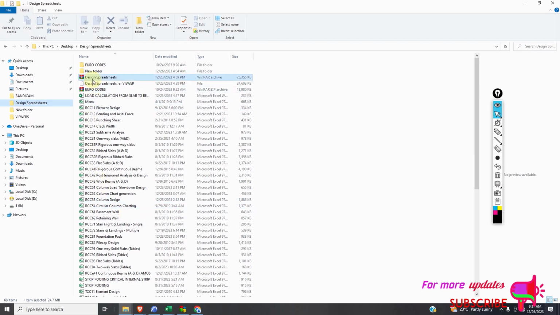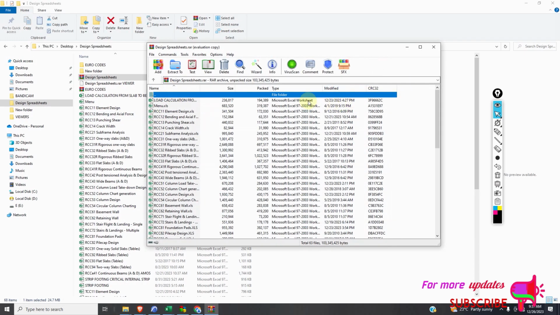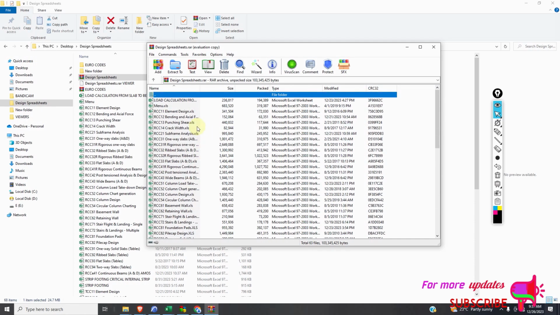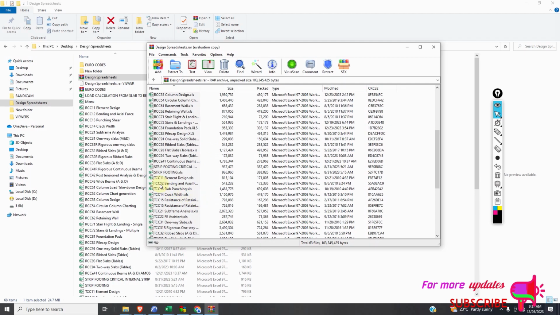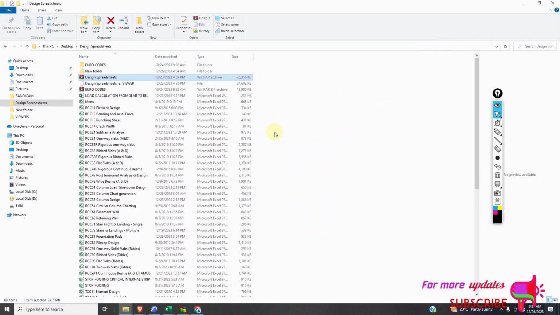So these design spreadsheets that are in my description are just the way you see them here. I have just compressed them in that RAR, so you can download all of these. They are in both BS and Eurocode. So these are the Eurocodes and these RCC ones are BS code. So you can download them in the link in my description.